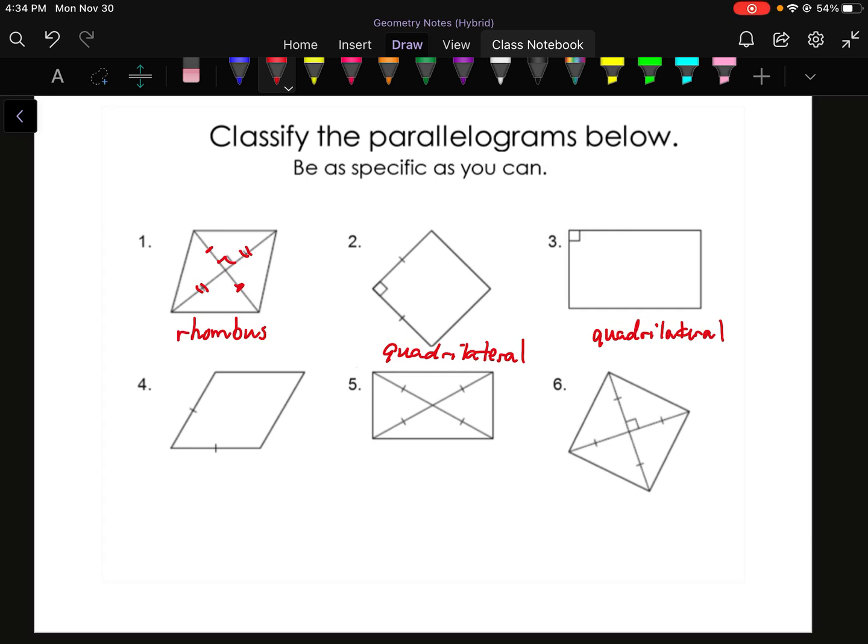Number 4. Well, guess what? More of the same. It's a quadrilateral. It just has 4 sides. That's it. That's all I know.